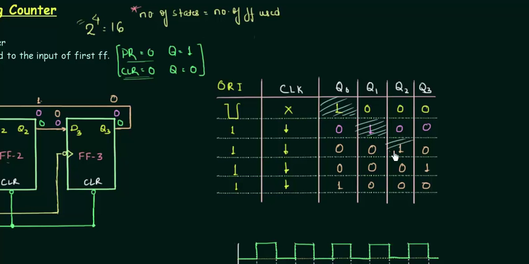I will shade down the 1 and then I will tell you how it is moving. You can see we have the presetted 1. This 1 is presetted 1, because we got it from the preset input, and for the first falling edge it has traveled here, then again here, then here, and then here, and you can see that it is making a ring. That's why we call it the ring counter.